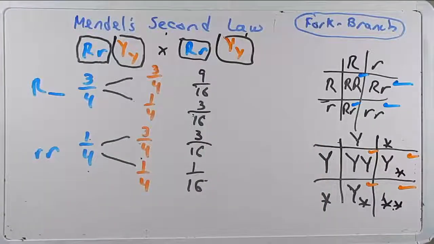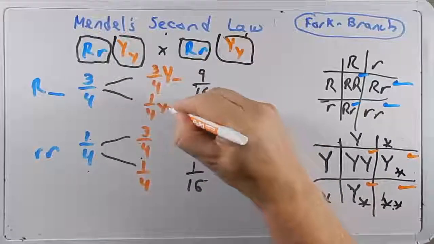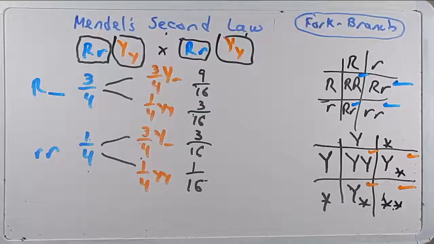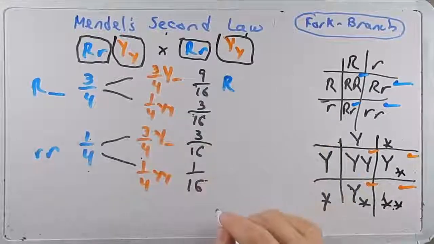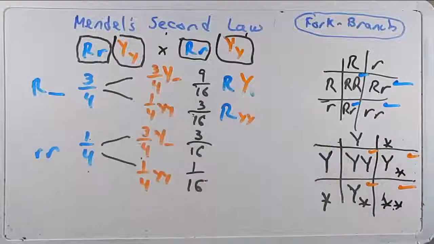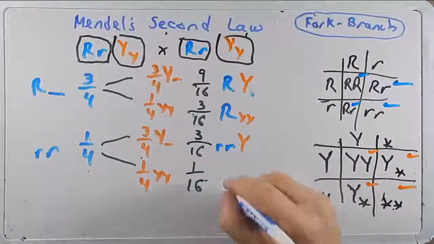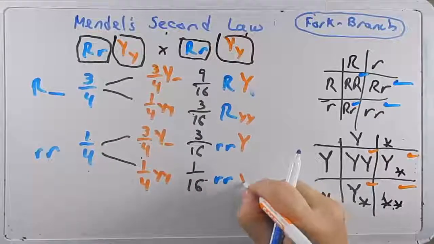9/16 will be, I should have drawn this as big Y, and this is little y, little y. So 9/16 here will be round yellow. 3/16 will be round and green. 3/16 will be wrinkled and yellow. 1/16 will be wrinkled and green.